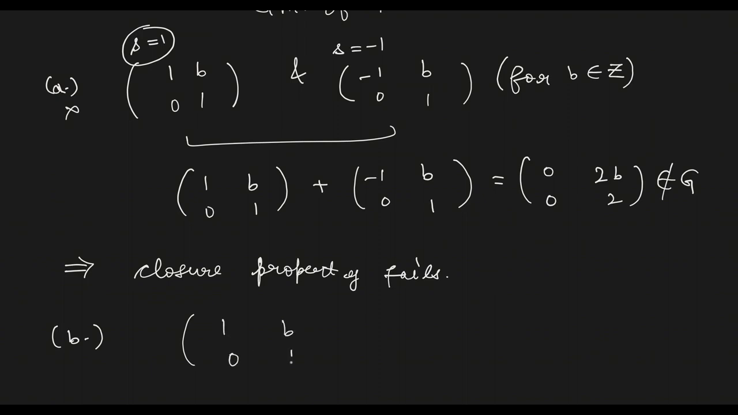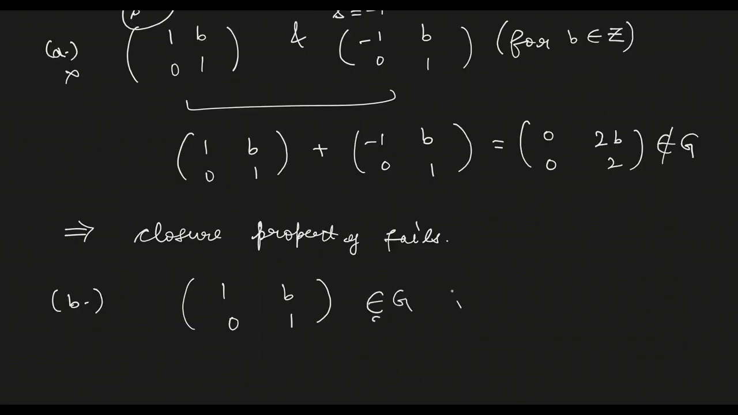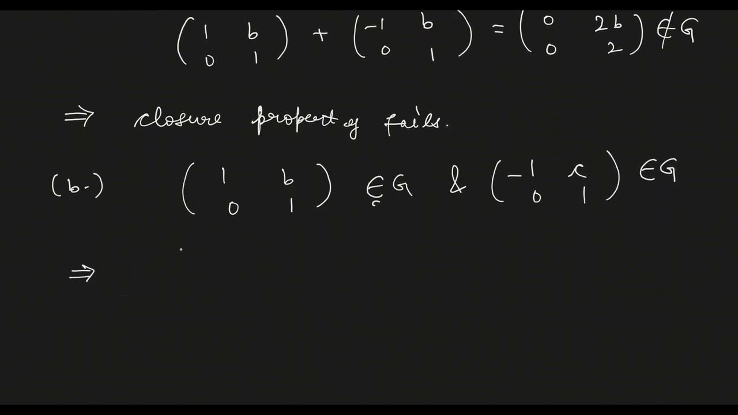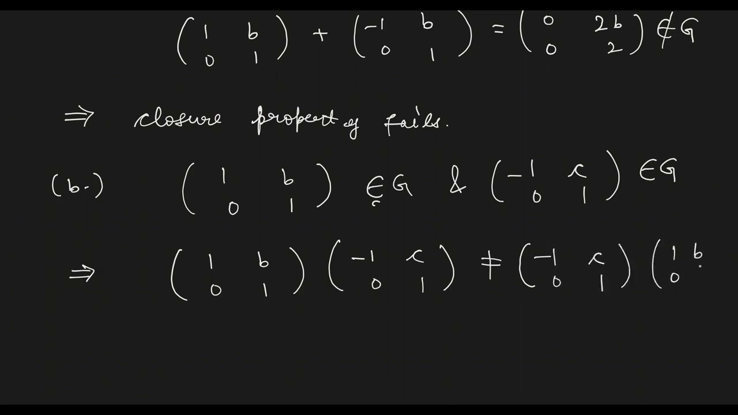So option B, in a similar manner, [1 0; B 1] belongs to G, and [-1 0; C 1] belongs to G. The commutative property will not hold here. It fails. This is not equal to [-1 0; C 1][1 0; B 1]. So G is not commutative. So option B is also wrong.